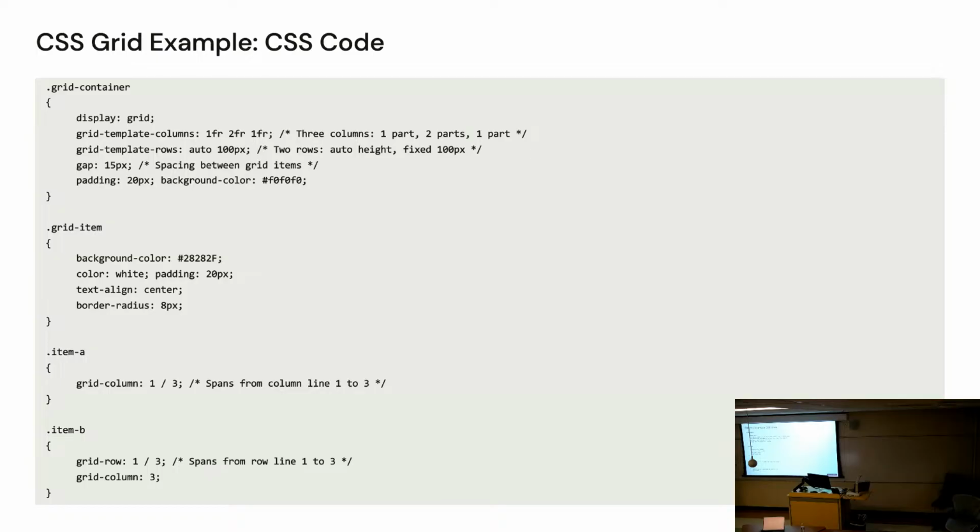Again, more color, more padding, text align center, border radius 8 pixels. As you can see, there's nothing grid about this CSS. This is just normal CSS code. Same thing with item A.